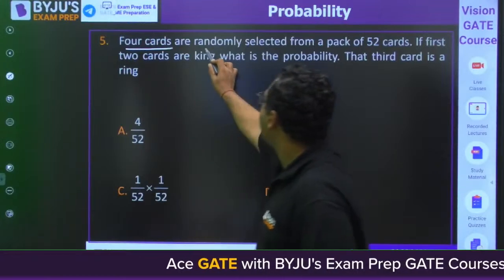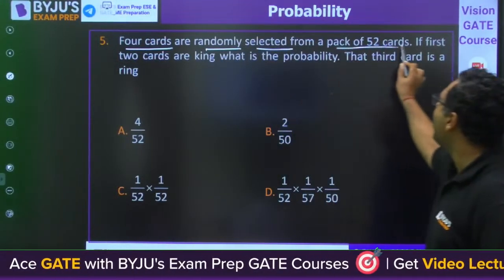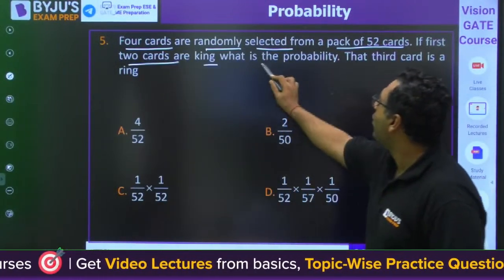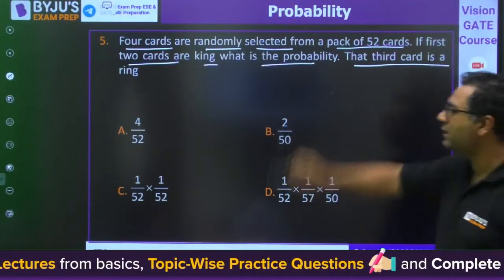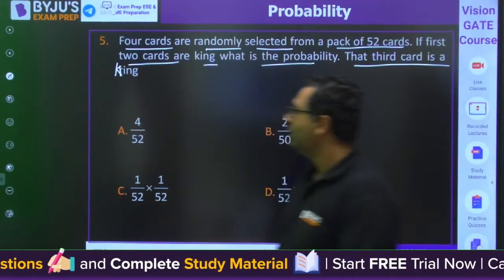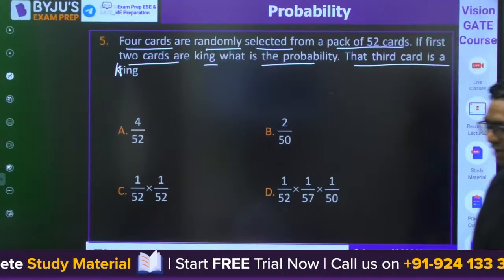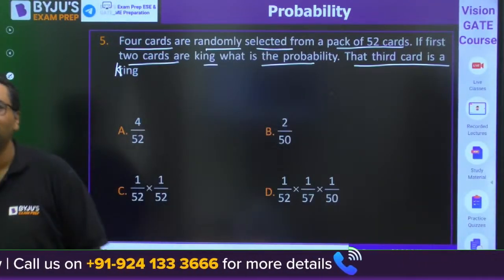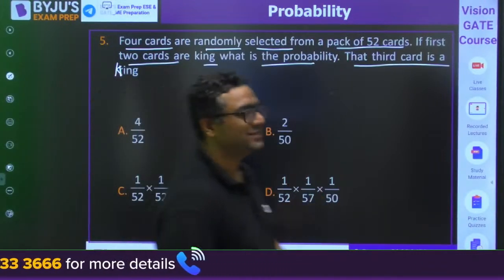4 cards are randomly selected from a pack of 52 cards. If the first 2 cards are kings, what is the probability that the third card is a king? It is not ring, it is king. Okay. So this is a wonderful question. Let us see how many of you give the correct answer to this one.